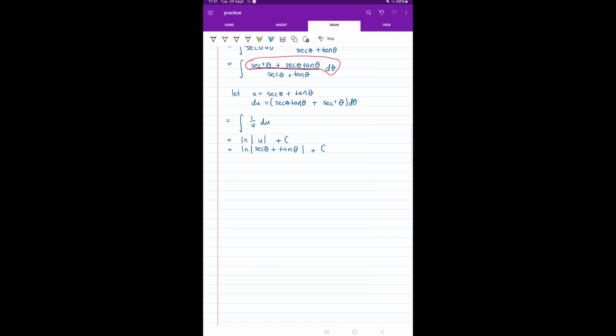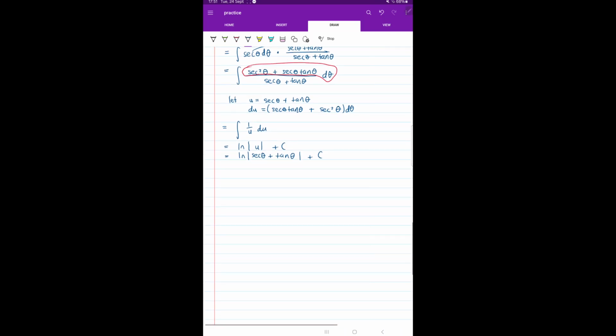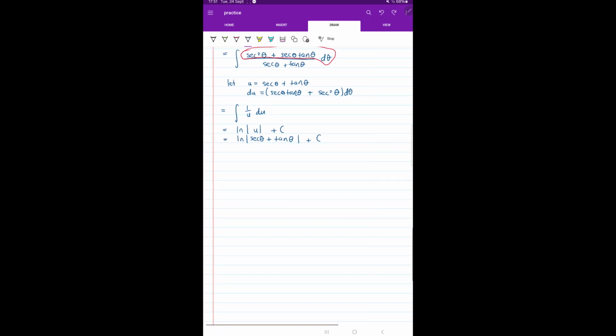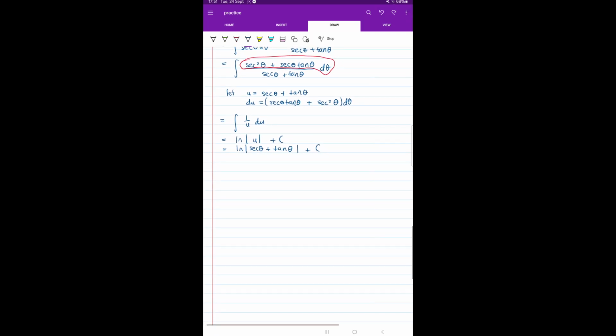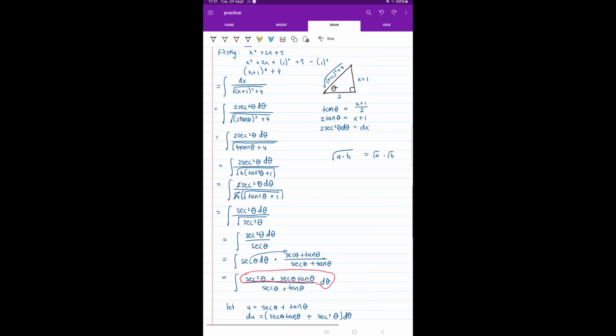So last thing we want to do, and the reason why I went through that so quickly is because you don't really need to do all that. You could just memorize this, but it's nice to show how it comes about. So the final thing we want to do is replace our secant theta and our tangent theta. Okay, come back to our triangle.